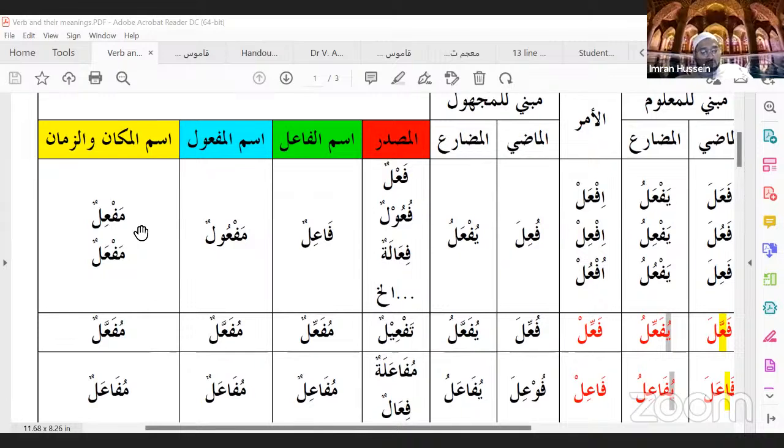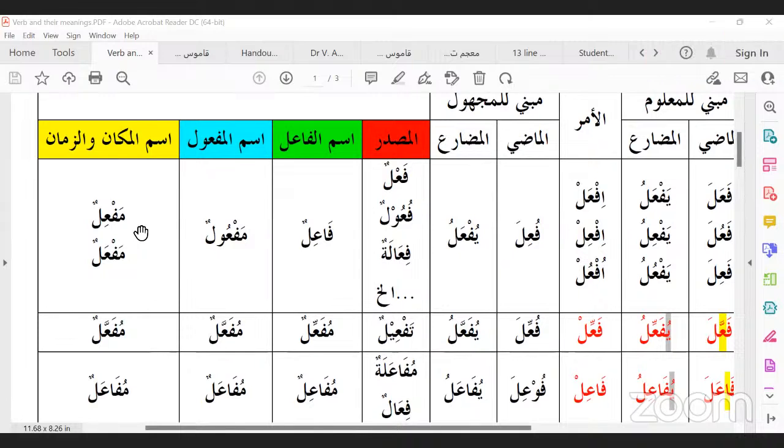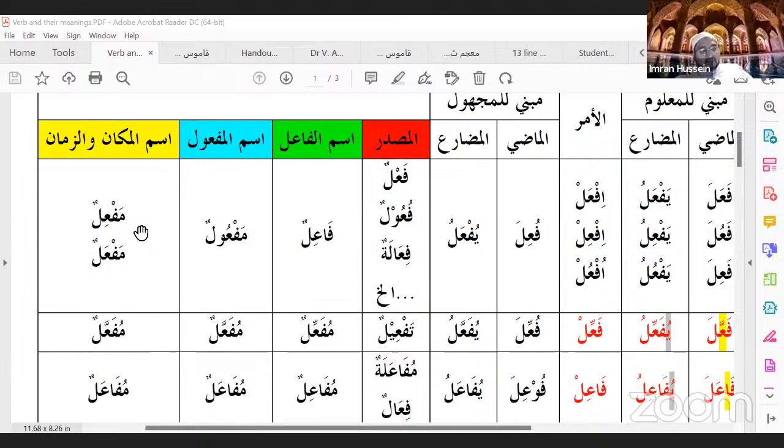Got it so far? These are the 2 patterns. Now the third pattern is this one here, which I'm going to write down now. This is the third pattern, which this handout hasn't got.